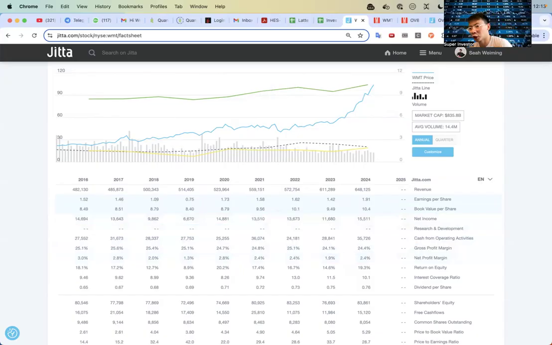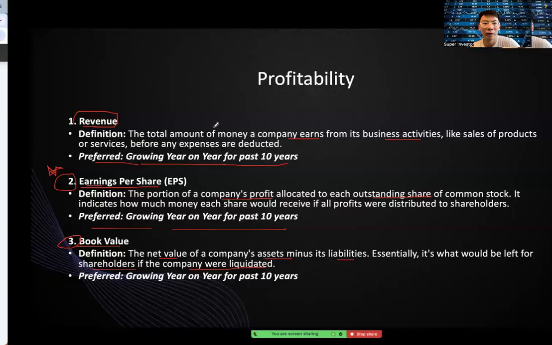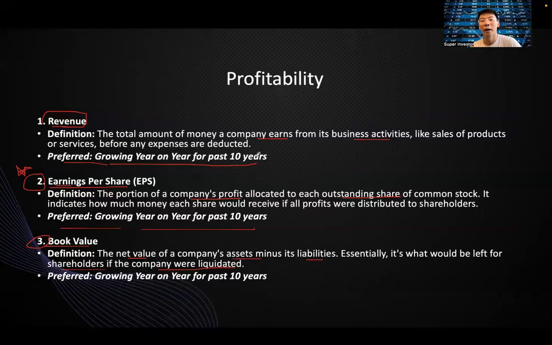Now, same thing. Would you like to actually buy a company where the net worth is growing? My answer is, I would love to. Okay, so this is profitability. I do hope this makes sense to you guys. And this is the first check.